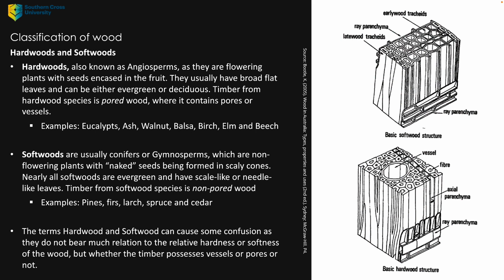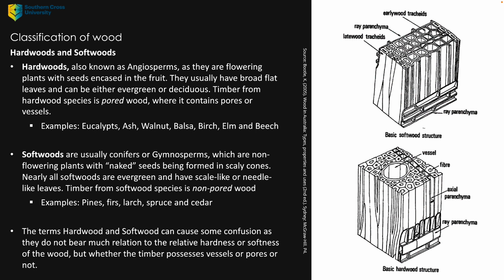Now softwoods are usually conifers or gymnosperms, which are non-flowering plants with naked seeds being formed in scaly cones, like pine cones. Nearly all softwoods are evergreen and have scale or needle-like leaves. Timber from softwood species is non-pored wood, so pines, firs, larch, spruce and cedar.